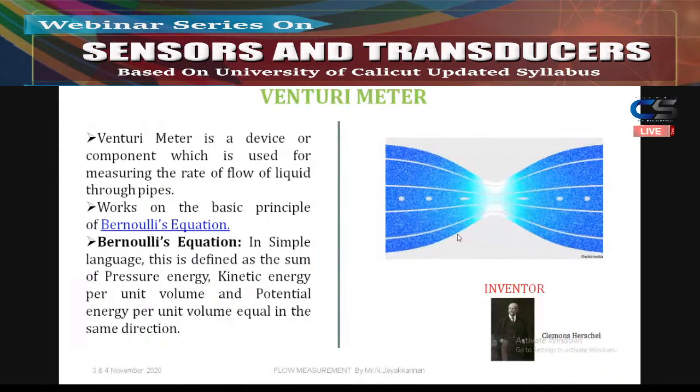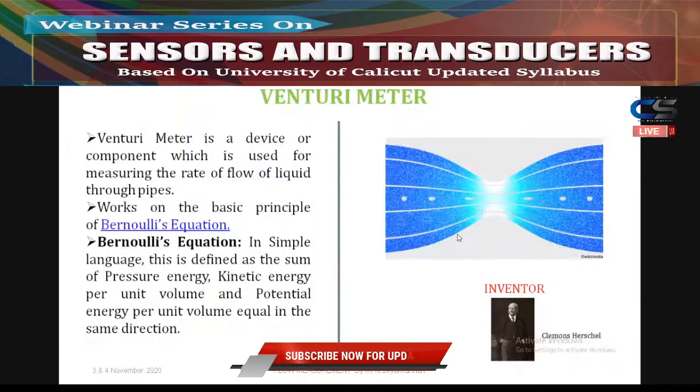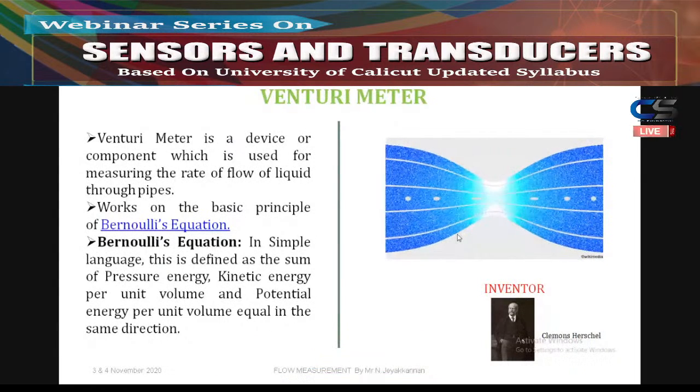Before going into the venturimeter, we have to know some basics about Bernoulli's equation, or Bernoulli's principle. The basic principle on which the venturimeter works is Bernoulli's equation. So we have to know what Bernoulli's equation is telling. This is a step-by-step process: once you know one concept, you have to know the basics of that concept.